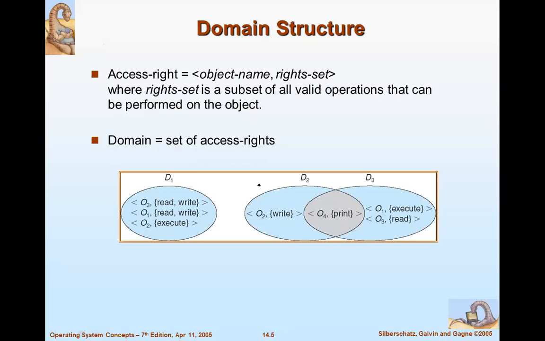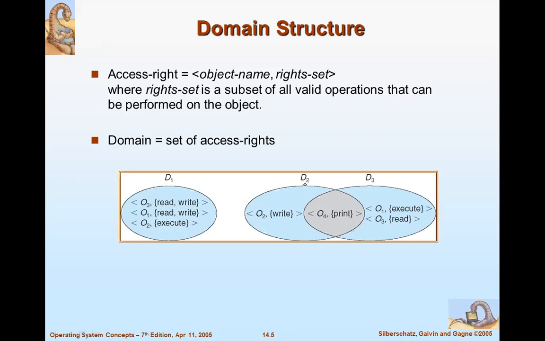So in this diagram, you can see we have three domains, D1, D2, and D3. In D1, we have three objects, object 1, object 2, object 3. Look at this, with object 1, we can do the read and write operation. With object 2, we can do the execute operation. And with object 3, we can do the read and write operation.